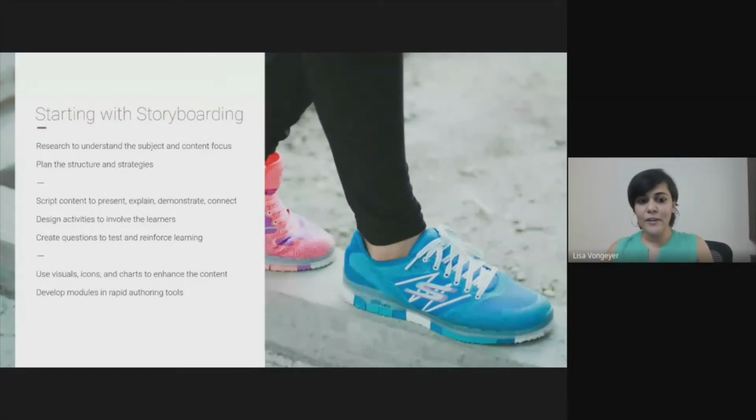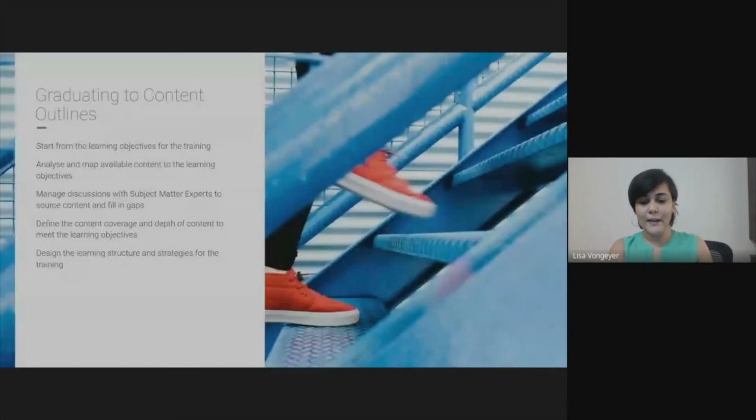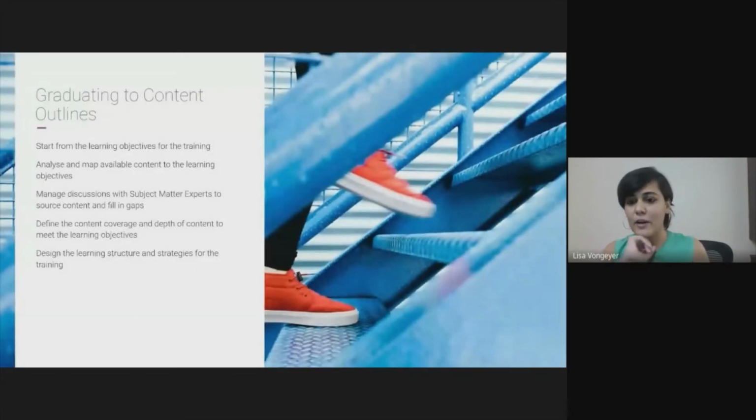Moving forward, I'm going to go a little bit more quickly now because we're going to the more complex level of instructional design. Once I had some experience with storyboarding, I got to graduate to content outlines. This is what I was waiting for, after a little while of storyboarding, because it was very exciting. Content outlines is when you get to deal with this at a higher level.